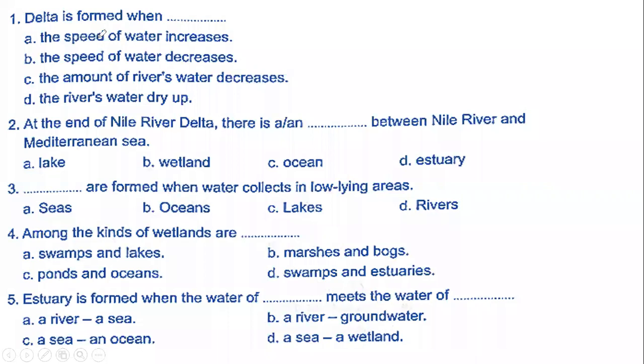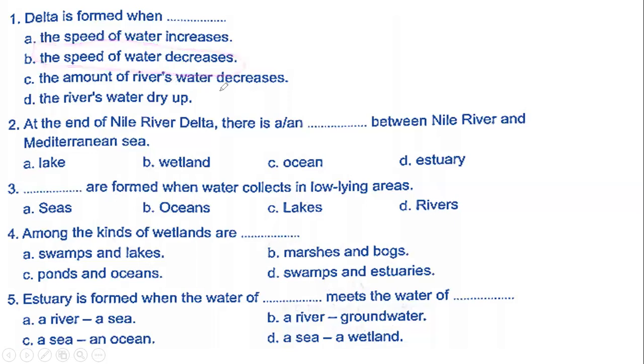Some questions. Delta is formed when the speed of water increases, the speed of water decreases, the amount of river's water decreases, or the river water dries up. What do you think? So delta is at the end point of a river. Do you remember this? Here is the delta, triangular here. So at the end point, yes, water slows down. So here the speed of water decreases. So delta is formed when the speed of water decreases.